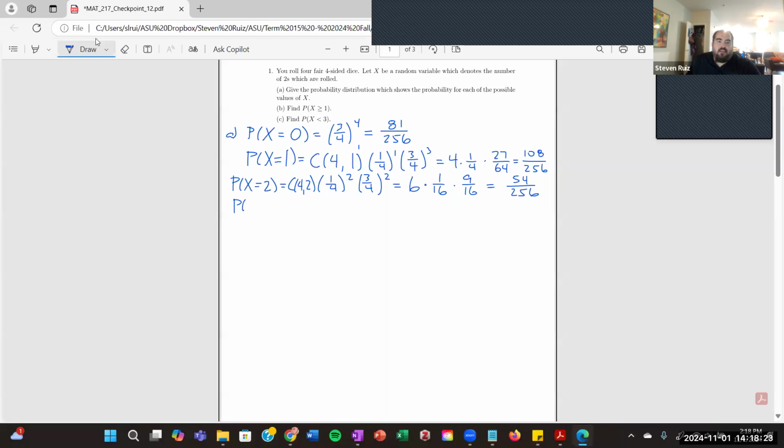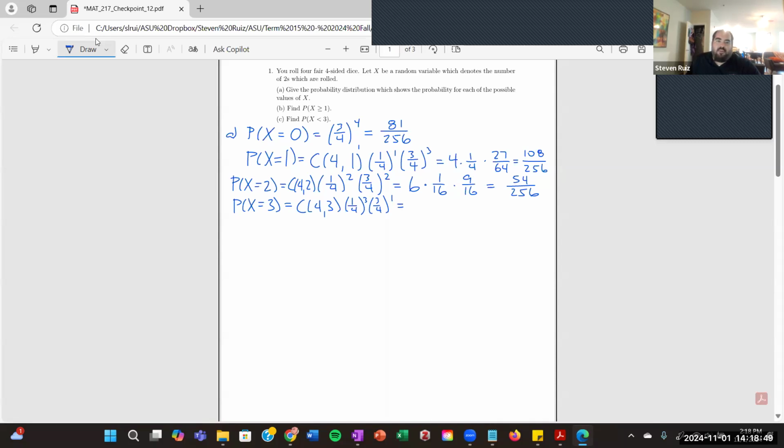What's the probability of 3 of these things? Now that we're thinking about this in terms of Bernoulli trials, we can set this up along that framework. Of these 4 dice, I need 3 successes. So this is 1/4 to the power of 3 times 3/4 to the power of 1.